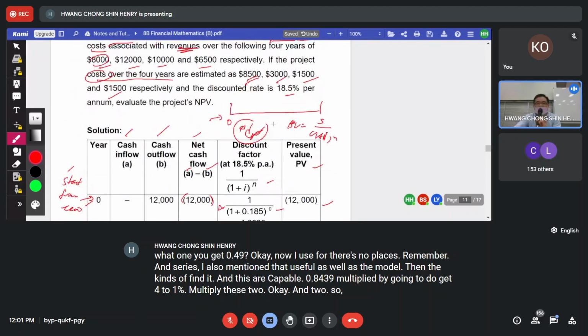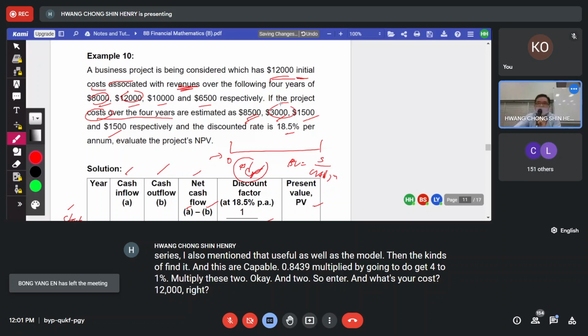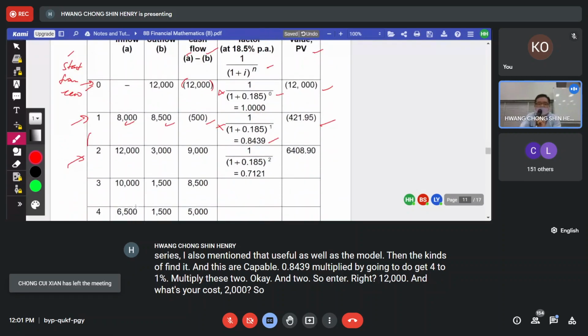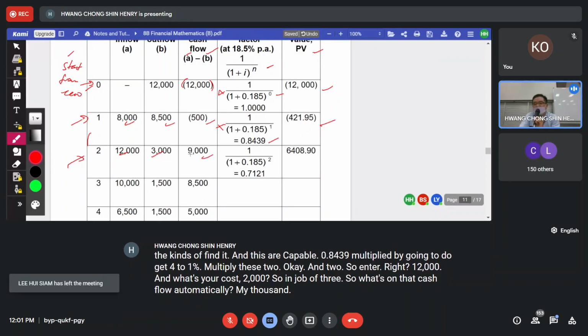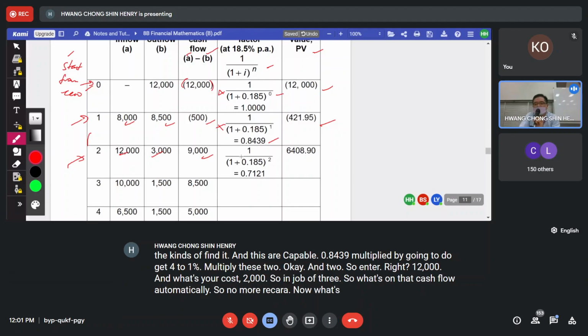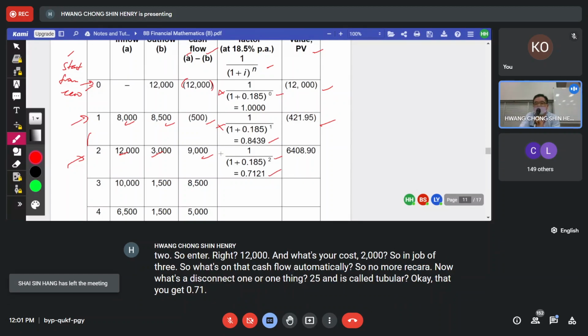Okay, can we enter N2? So N2, what's your revenue? 12,000. 12,000, right? And what's your cost? 3,000. So in 12 out 3. So what's your net cash flow? 12 minus 3 is 9,000. Untung already, so no more bracket. Now what's your discount rate? 1 over 1.185. The N is power 2 here. Okay, then you get 0.7121. Okay, multiply these two, you get 6408.9.